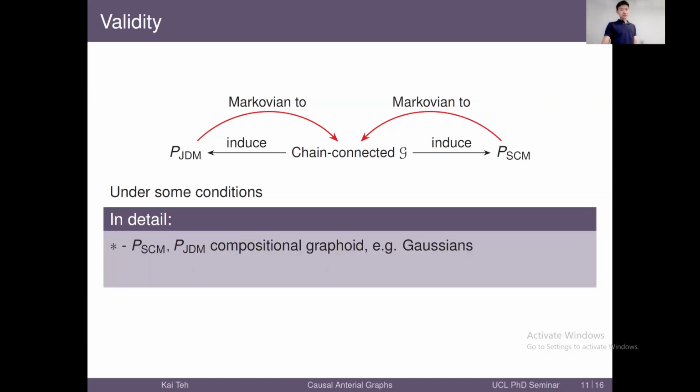And the conditions are when the distributions satisfy this. If you don't know what this is, just ignore that. For example, when it's Gaussians, all good. When the distributions are Gaussians, it's all good. But for the JDM one, this Markov property for PJDM and the chain-connected graph G, you need some further conditions, which are satisfied when, for example, JDM is discrete, or they satisfy some sort of time continuity condition.